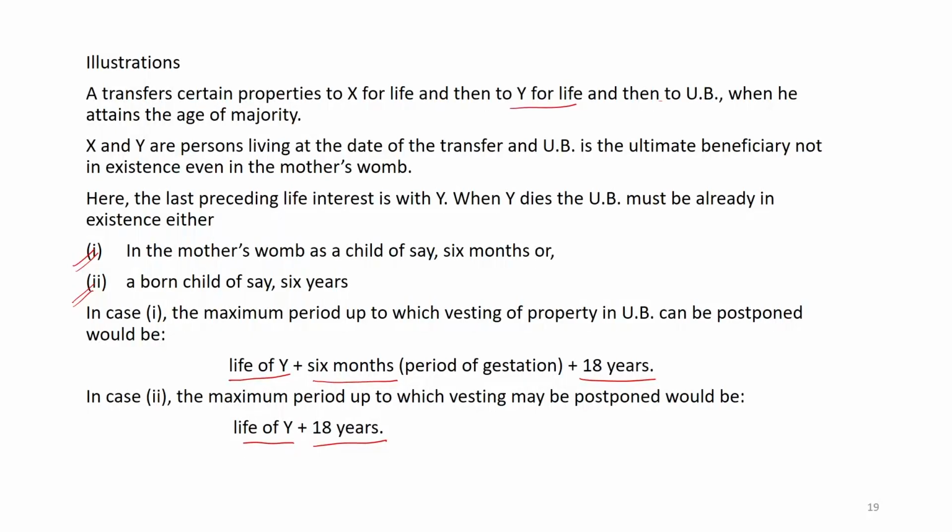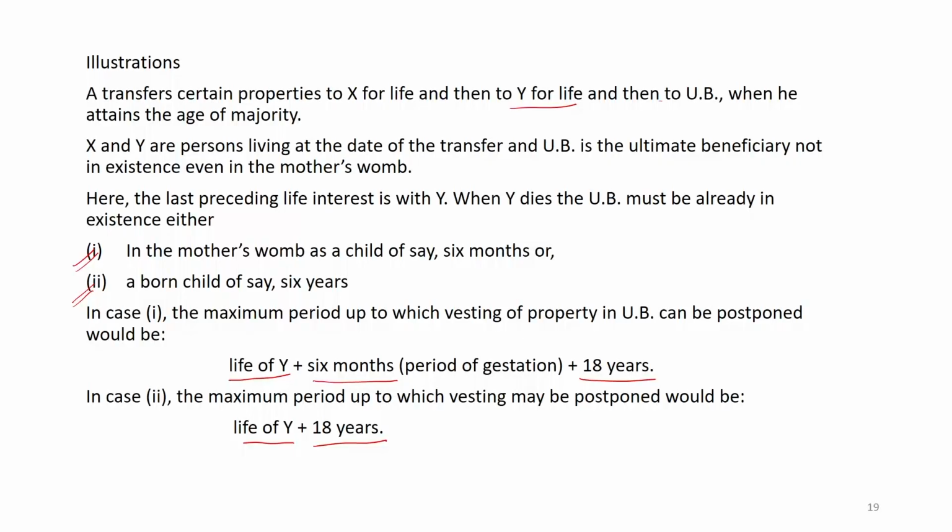Otherwise, remoteness means the life interest of the last person who had a life interest, and then the age of majority, or if the person was in the womb, then the period of gestation, at what stage he was in the womb at the time of the death of the last life interest person. Okay. So, in that way you calculate.